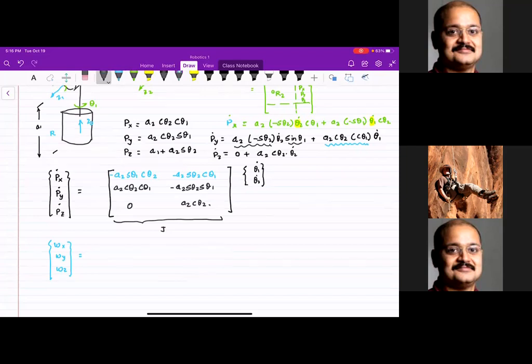Base frame, or the inertial frame. So you agree with me, this guy is z naught, and I think this is x naught, and this is y naught. Do you agree with me? The same thing has to happen here. So you need to have these omegas expressed in x naught, y naught, and z naught. You agree with me? Now, what are we going to do here? So here is the trick.